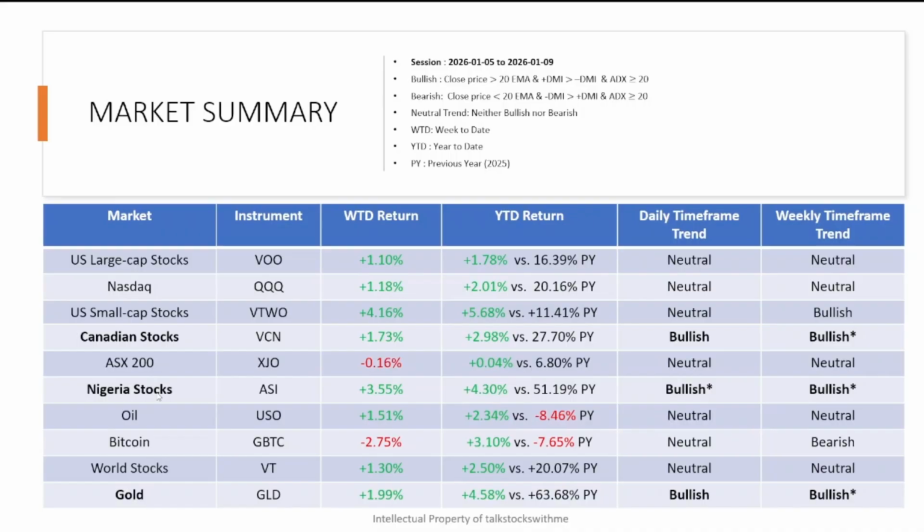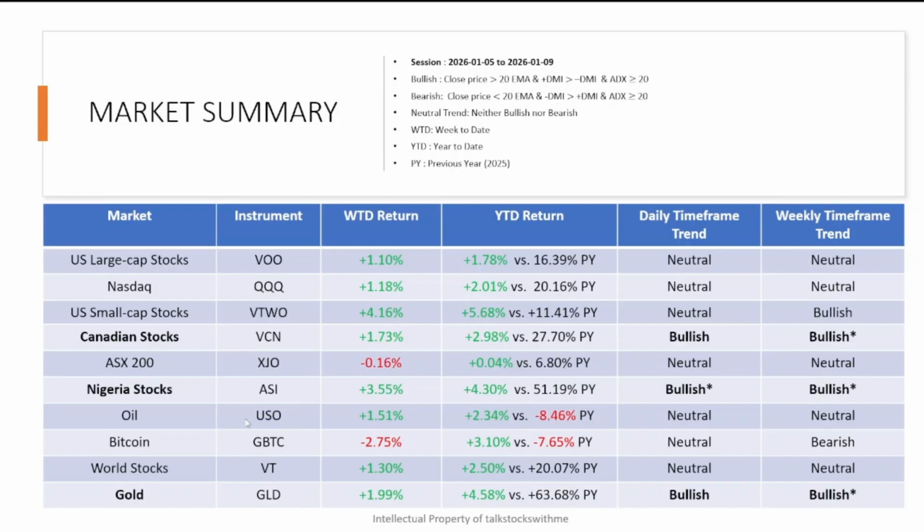The next market that has the potential to return profits to investors or traders is the NGX ASI, which is an index that tracks the Nigerian market. This week, that market delivered 3.55%. Year to date, the NGX ASI as a whole has delivered 4.30%. The short-term trend is showing a strong bullish trend, and the mid-term trend is showing a strong bullish trend.